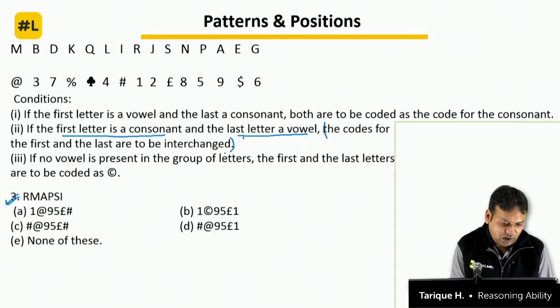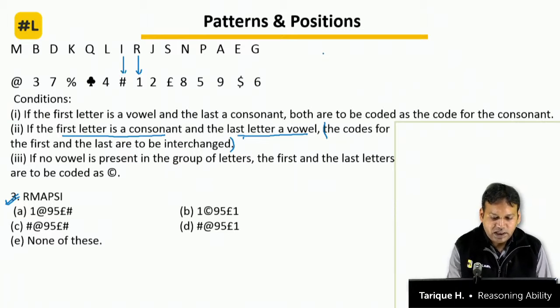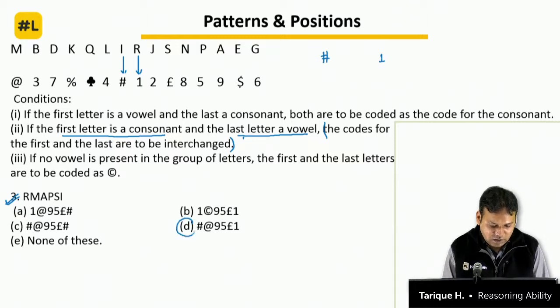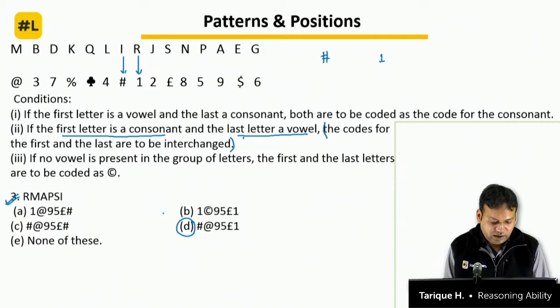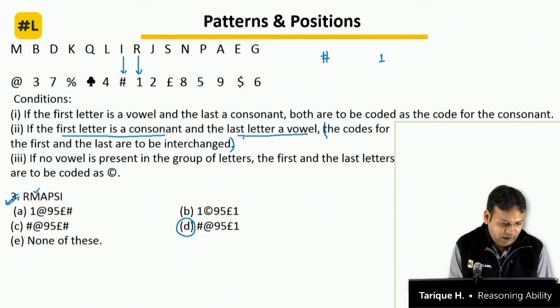So what is the code for R? Code for R is 1. And what is the code for I? The code for I is hash. That means हमारा आंसर स्टार्ट होना चाहिए हैश से और एंड होना चाहिए 1 पे. क्लियर? So कौन सा है हैश 1 पे एंड हो रहा है? D. So most likely the answer is D itself. Just let's verify the other letters. So what is M? M is at, so that's correct. You can see that M is at here.